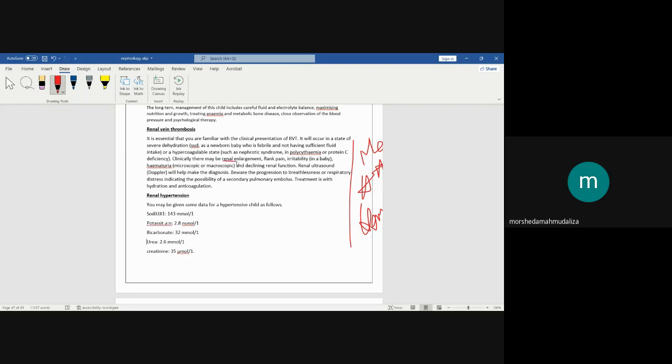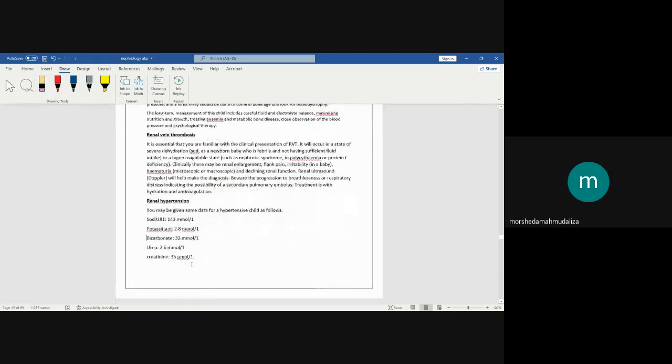Renal enlargement, flank pain, irritability in the baby, hematuria, macroscopic or microscopic, declining renal function. These are the classical features. Remember what I said, then you can make your diagnosis very rapidly. And you will give an ultrasound of the abdomen with Doppler study. Okay, ultrasound by Doppler method. Then I think the management issue is not important now. Hypercoagulable state, and there could be a history of umbilical catheterization.